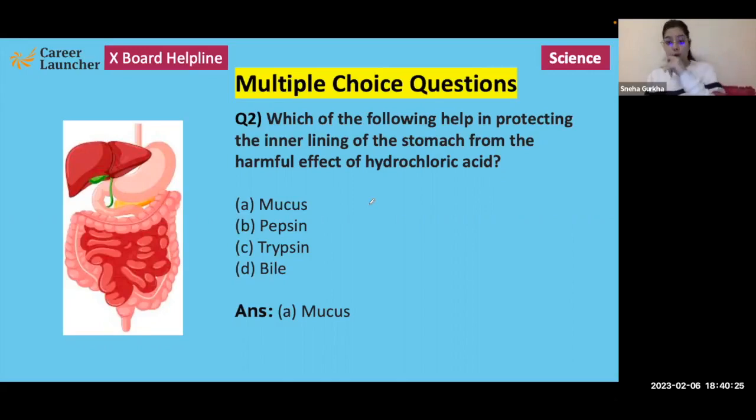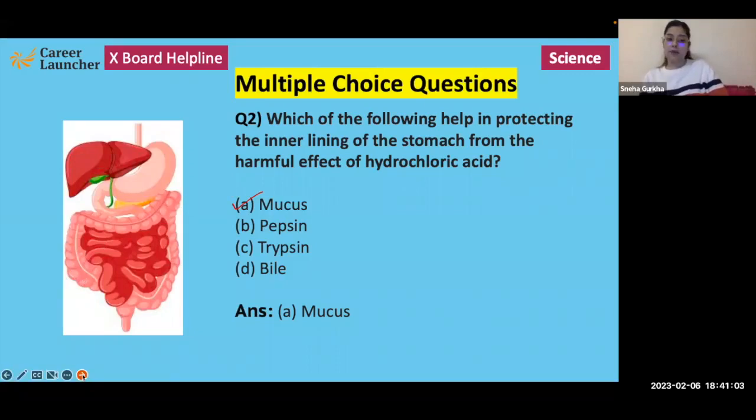So which of the following helps in protecting the inner lining of the stomach? The answer to this is mucus. Mucus basically forms a barrier and prevents the direct attack of hydrochloric acid on the inner lining of the stomach, hence protecting it from getting corroded by the effect of this acid. So the correct answer to this question will be mucus helps in protecting the inner lining of the stomach from the harmful effect of hydrochloric acid.